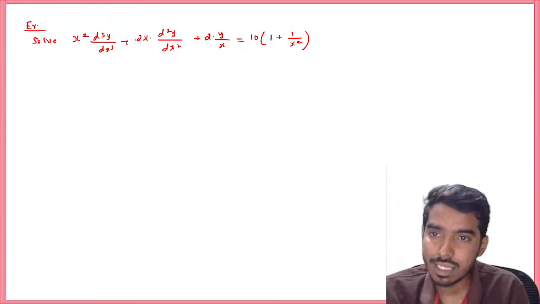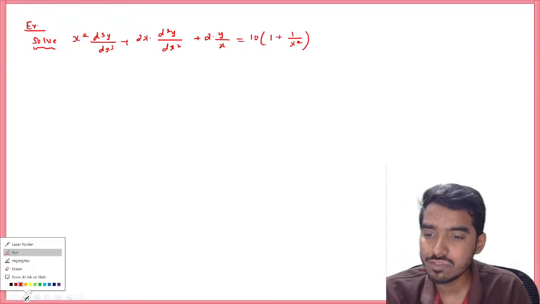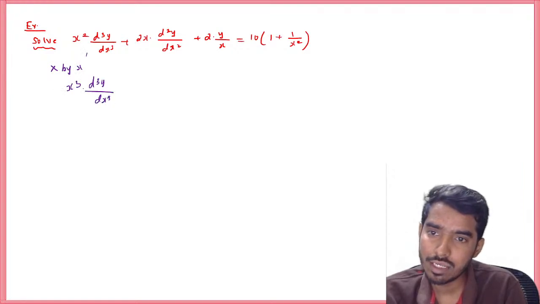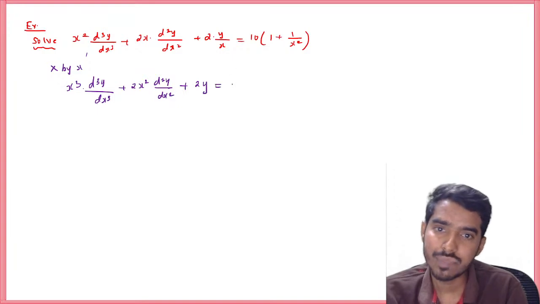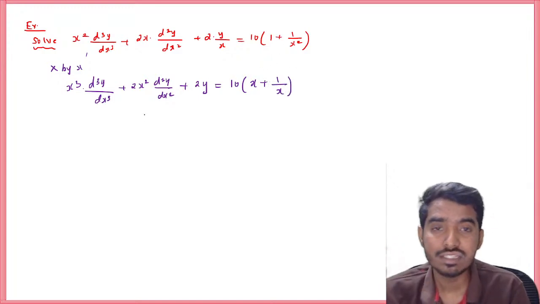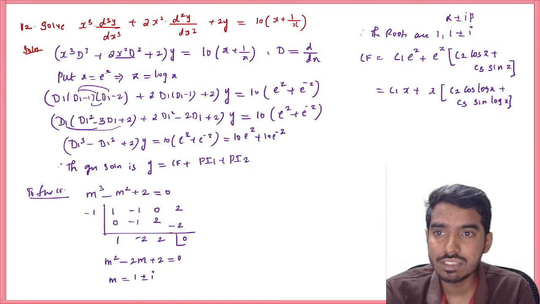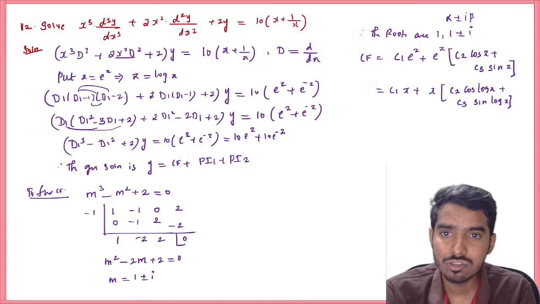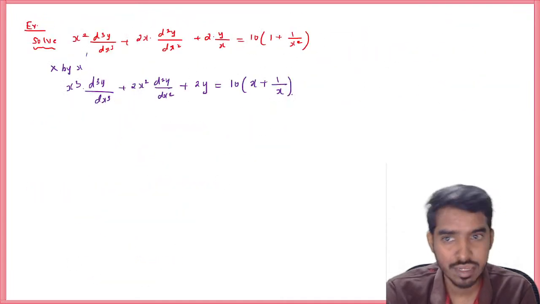Now what happens if you multiply by x? So if I multiply by x, this will become x cube d cube y by dx cube plus 2x square d square y by dx square plus 2y is equal to 10 into x plus 1 by x, right? If you multiply by x, the 1 by x will get cancelled, which is the same as the previous problem, right? Same as the previous problem, x cube d cube y by dx cube plus 2x square d square y by dx square plus 2y is equal to 10 times x plus 1 by x, right?